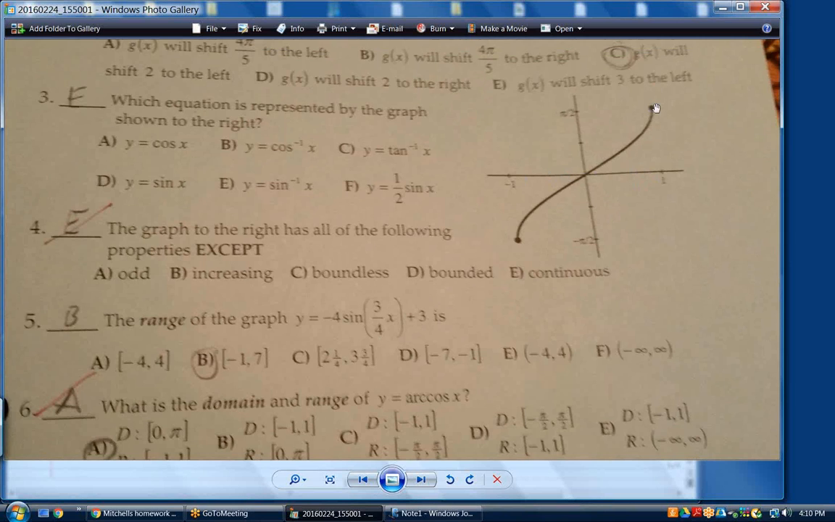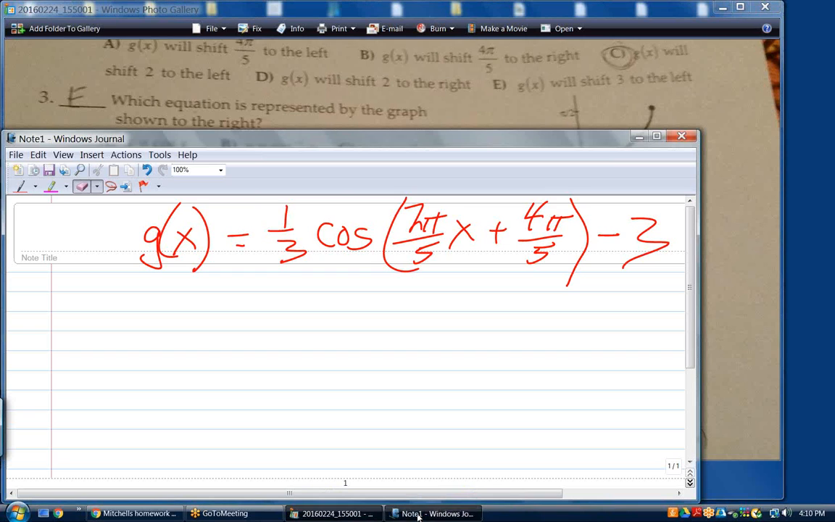Notice that this is the inverse of sine, as drawn from -1 to +1. Okay, so question 6, what are the domain and range of arc cosine? Let's talk about that for a second.